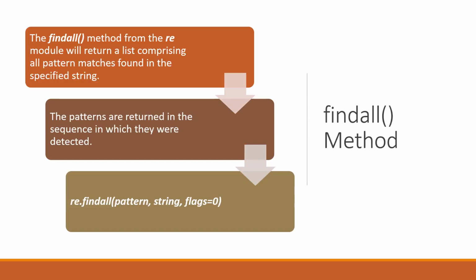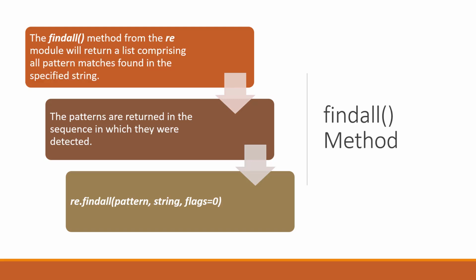So now that we have understood how we can use the meta characters, special sequences and sets, let us understand about the regular expression methods that we can utilize from the RE module. So the very first method that we can use is the findall method. Now this findall method will return a list comprising all the pattern matches found in the specified string. Moreover, the patterns are returned in the sequence in which they are detected. But if no matches are found, it will return an empty list as a result.